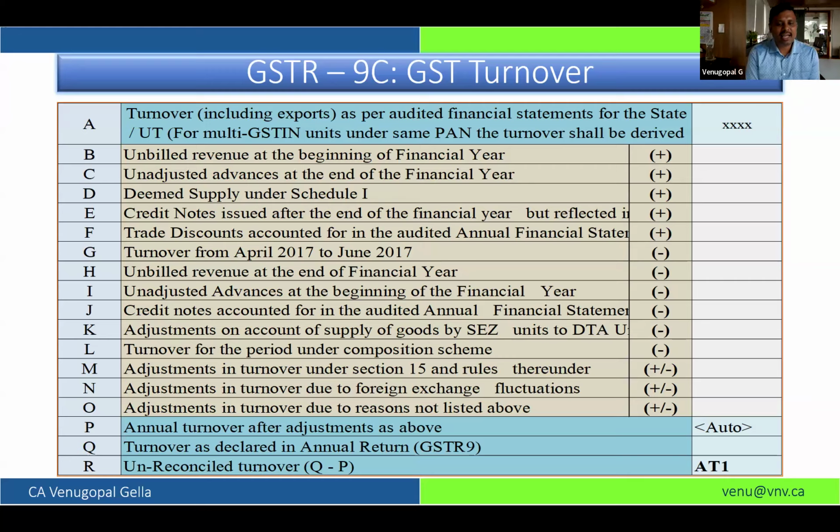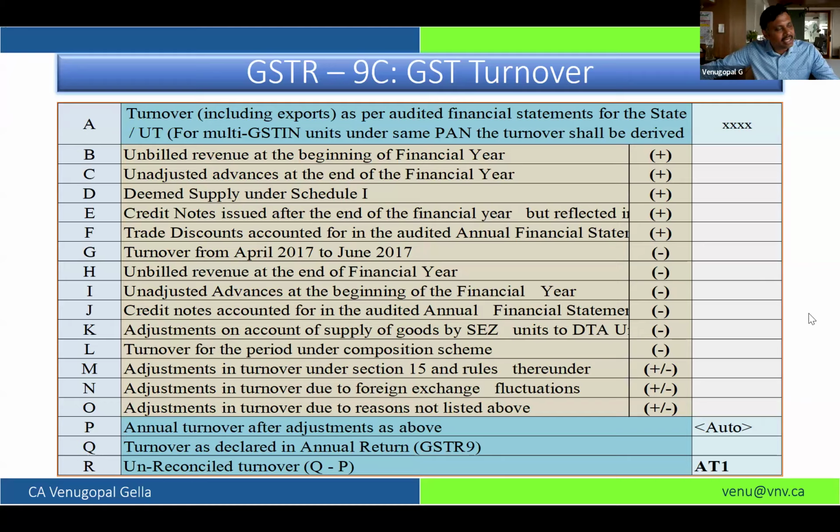So in the instructions they have said, the turnover as per audited financial statement means wherever you have the GSTN state wise, there has to be internally derived GSTN wise turnover. They are saying internally derived GSTN wise turnover, and that derived turnover shall be reported. And this top line would include the total turnover, whether taxable, exempt, export, it could be any of this, right?